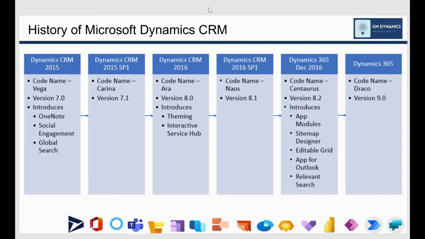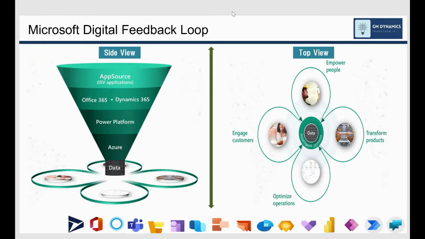Actually, there are a lot of new things also introduced. I am just giving some of the key features from the user experience point of view, not from the developer point of view. And then Dynamics 365, under the code name Draco, version 9, came to the market. And here Dynamics 365 came into the picture.